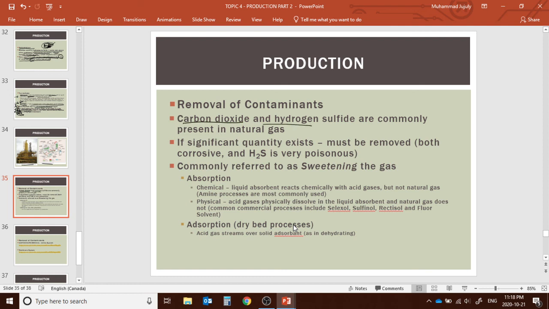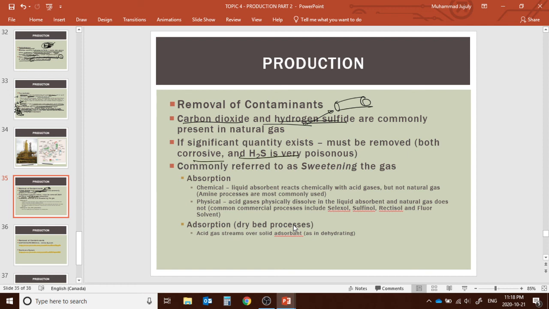Okay, removal of contaminants, as we said, after removing the water particles, the most important part is removing these contaminants. Why? Because if carbon dioxide is present, then the gas loses its heating value. And hydrogen sulfide is very, very bad for the gas transmission pipeline, because it instigates corrosion, and it is also environmentally unfriendly and bad for human health. So that's why we have to remove this, because hydrogen sulfide is very poisonous and corrosive.